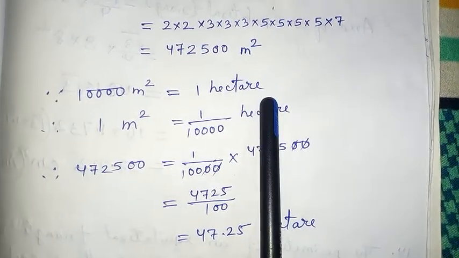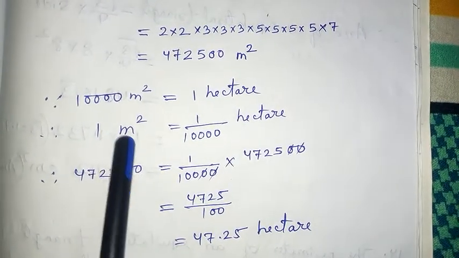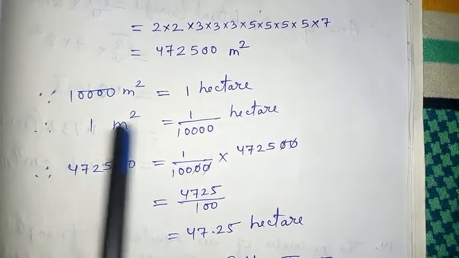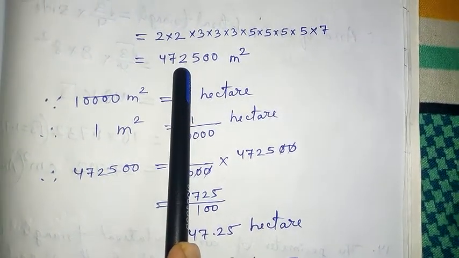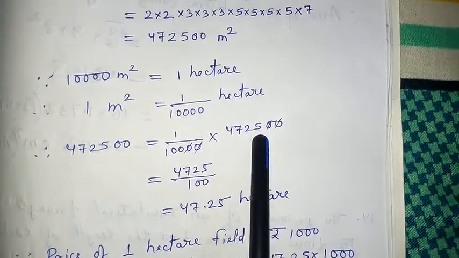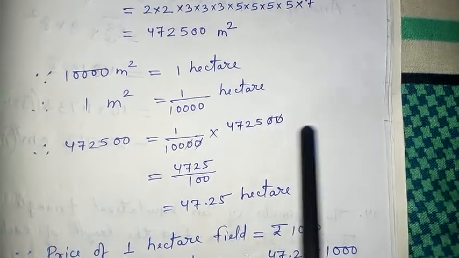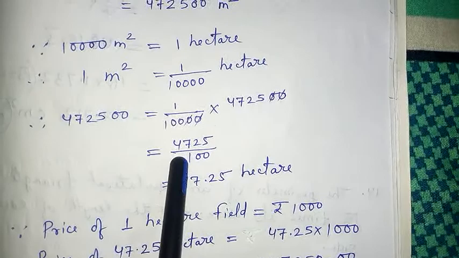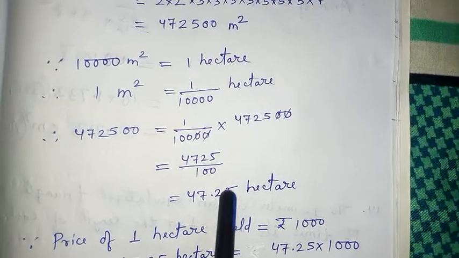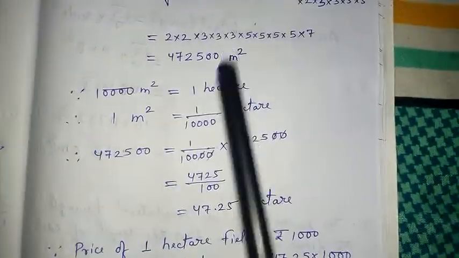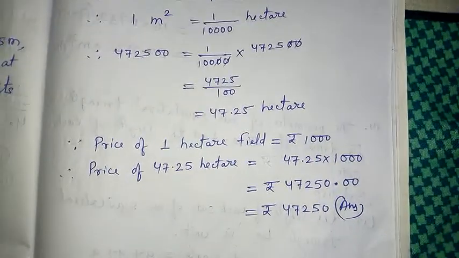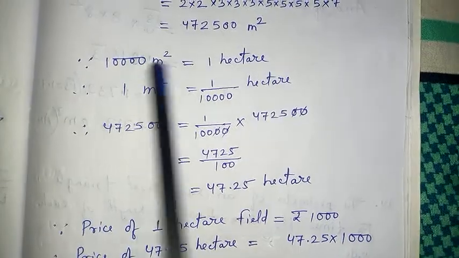10,000 meter square is 1 hectare. So now 1 meter square will be 1 by 10,000 hectare. This is a unitary method. Now 4,72,500 meter square will be the same thing multiplied with 4,72,500. So when you cancel, your answer is here, and when you divide by 100, your answer is 47.25 hectare. That means this particular meter square has become this many hectares after using the unitary formula with the help of a relation starting from here.